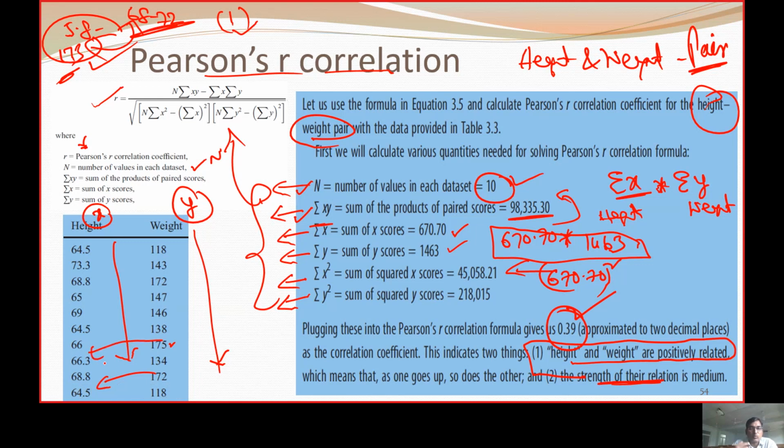Similarly, if it is 175, it is 66.66. So there is going to be a lot of unevenness, and we won't get the exact value. That is the reason why we got a value toward 0.1. Even this 0.39 is totally a positively correlated value.